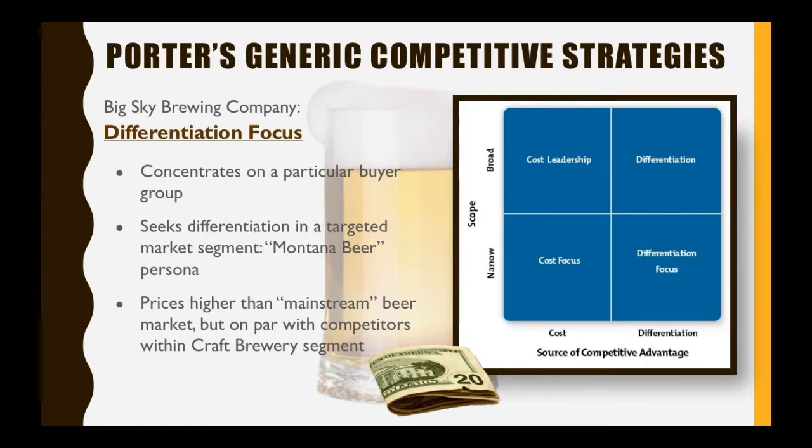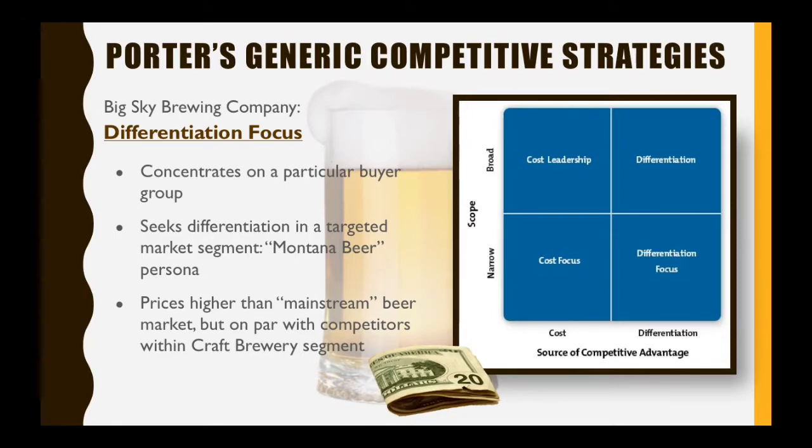But essentially, the overall beer market is a very large and broad scope, whereas Big Sky Brewing Company focuses on a narrow scope of craft brew drinkers, and they seek differentiation in that targeted market segment, in that they have this persona of the Montana beer brand. The four business lines, or the four product lines that they have, each have something distinctly to do with Montana. So that's where the focus strategy comes into play.